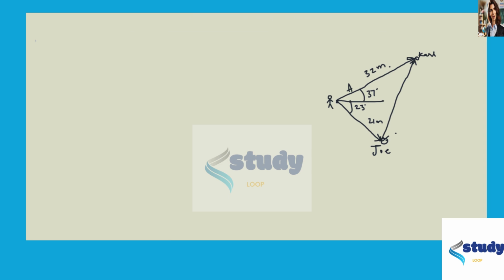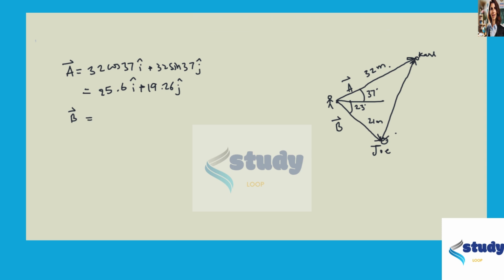Now, let's say this vector is A and this vector B. Okay, so we can write down vector A as 32 cos 37 i cap plus 32 sin 37 j cap. Because it is in the first quadrant, it is straightforward, and it turns out to be 25.6 i hat plus 19.26 j hat.